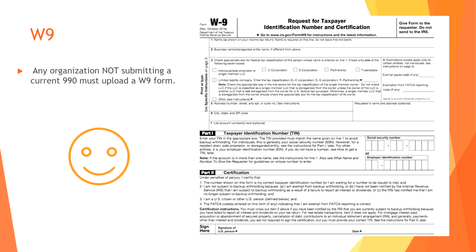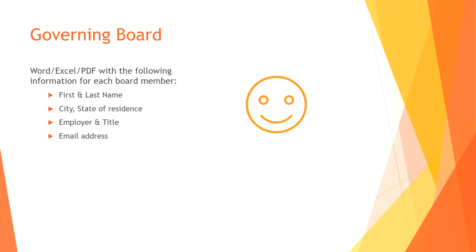If your organization is not required to upload a Form 990, we are requesting that your organization turn in their W-9, and this must be current within the last year, and this here is an example of the W-9. Additionally, we do request that you upload a document with your governing board. The document should include all board members' first and last name, the city and state of residence, employer and their title, and then their email address.